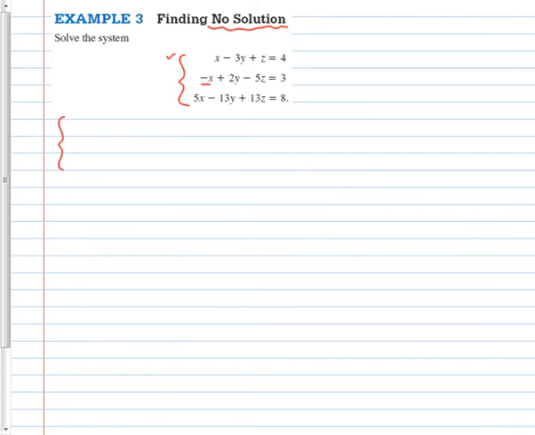It's already set up. So I'm going to copy the first one. X minus 3y plus z equals 4. And then mentally we will do that math. Add them together. X's are gone. Negative y, z minus 5z, negative 4z, 4 and 3 make 7.